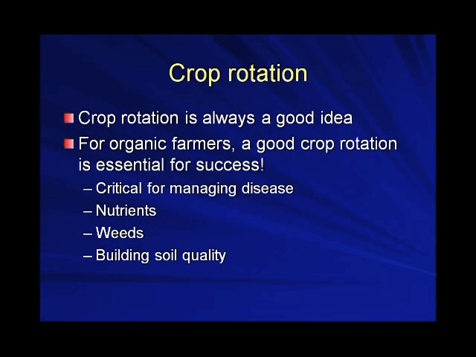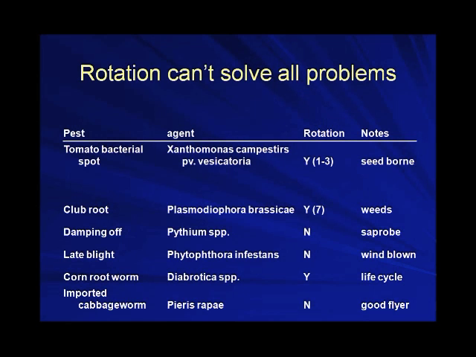So crop rotation is always a good idea regardless of what kind of farmer you are, but for organic farmers, a good crop rotation is really essential for success. It's really critical for managing disease organisms, particularly soil-borne diseases, and it's also very important for managing nutrients effectively, controlling weeds, building soil quality, and it can even be useful for controlling some insect pests, though not many of those.